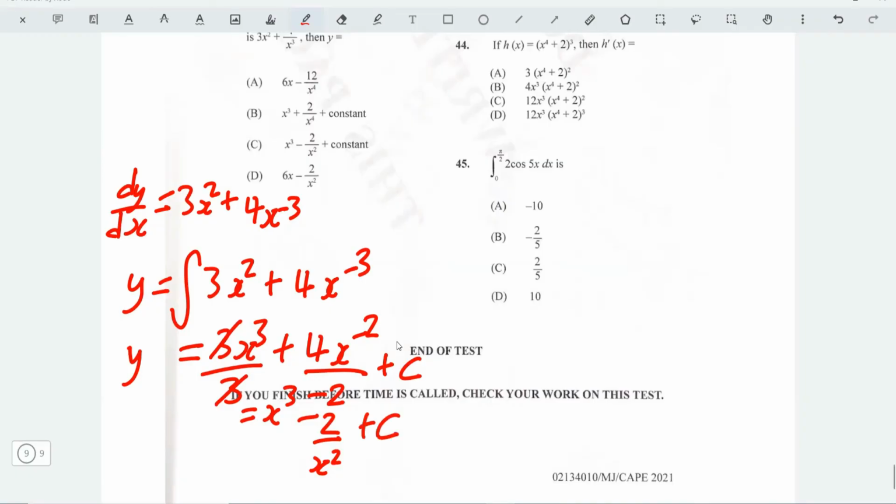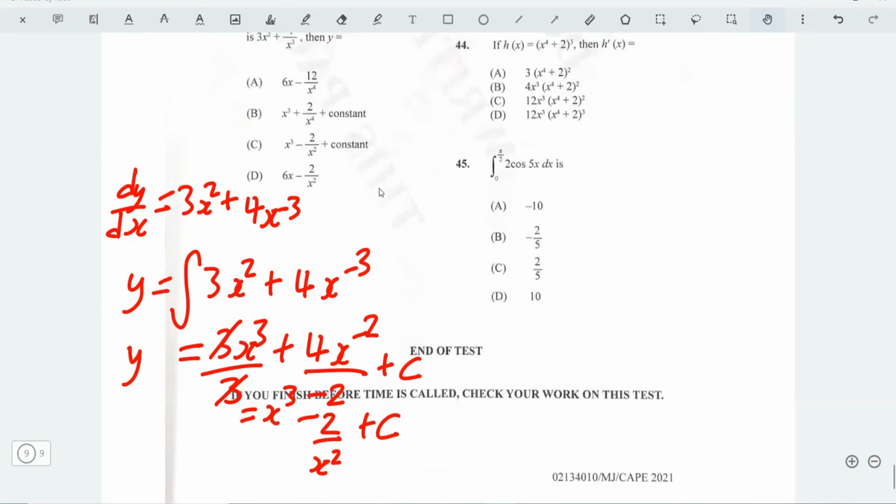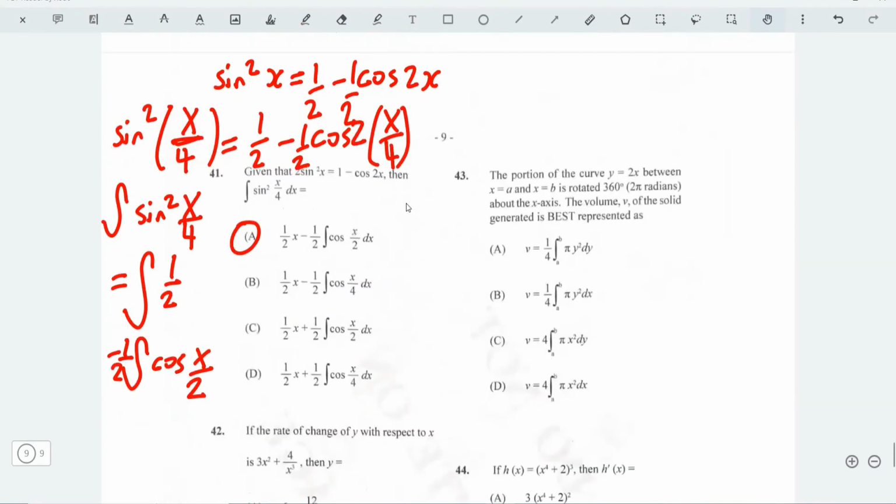So x cubed minus 2 over x squared plus some constant. That's option C. For some reason, it took a very long time to find it. I was just looking and not seeing the answer there.